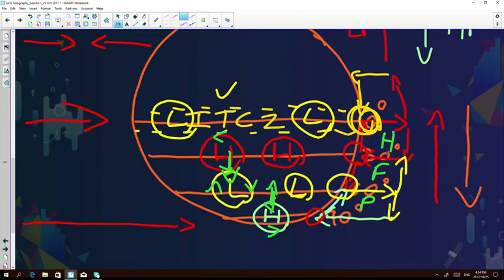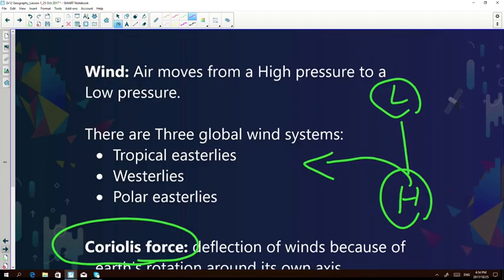Because of Coriolis force, the air doesn't move in a straight line from the high pressure to the low pressure. So what happens? It deflects to the left, right? Wind is named from the direction it's coming from. North, east, south, west, right? So what do we call these winds? The polar easterlies.